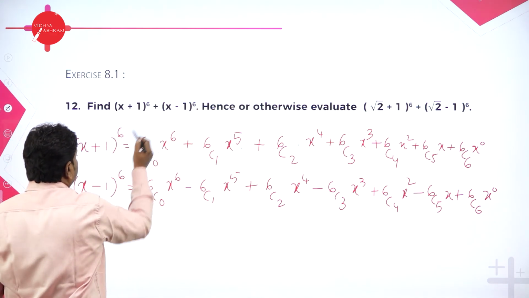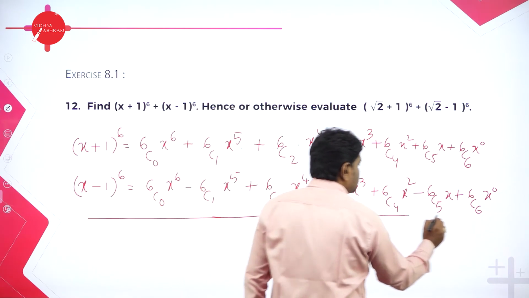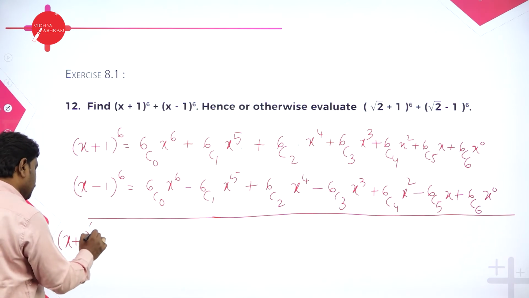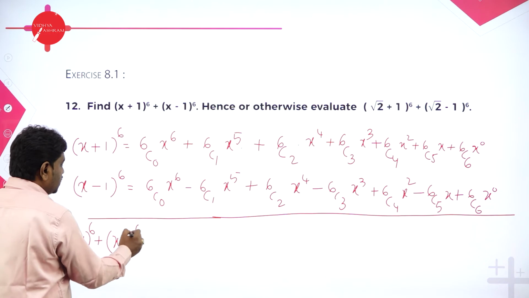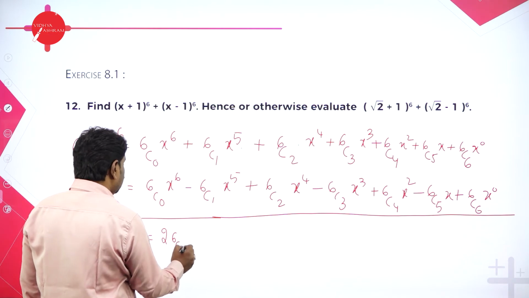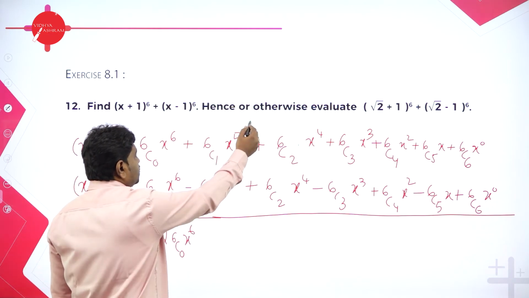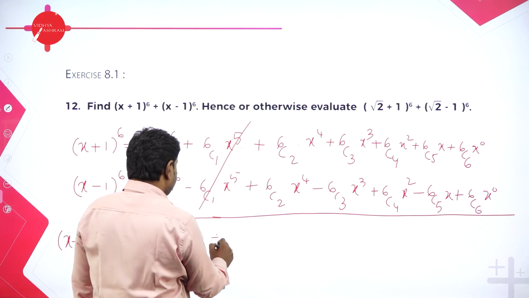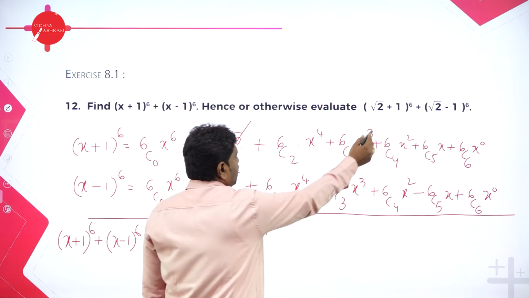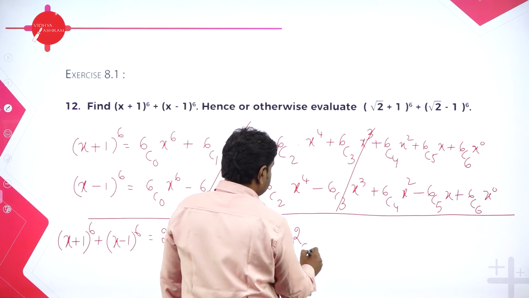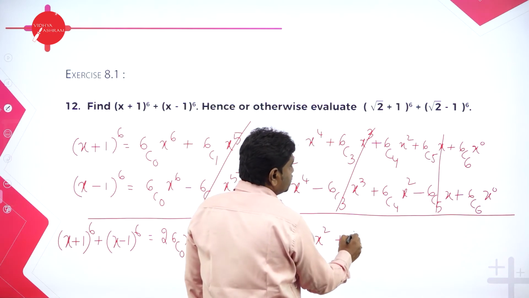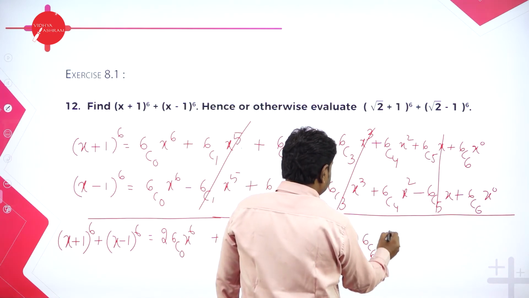So they want you to add. In between, plus sign is there, adding means what? The sign does not change, add the terms. So I'll write, that's why I wrote one under the other. Now I'll add x plus 1 power 6 plus x minus 1 power 6. When you add like terms, these two are like terms, it will become 2 times 6c naught x power 6. And these two, plus and minus, opposite cancels. This 2 times 6c2 x power 4. Then these two cancel. You'll have 2 times 6c4 x square. Then these two cancel. You'll have 2 times 6c6 x power 0.